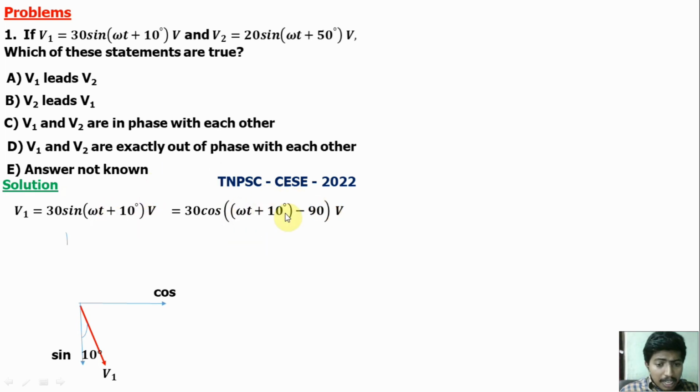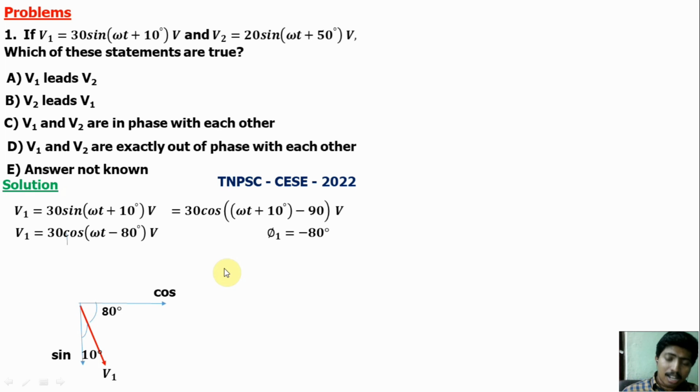Now, simplify these equations. We will get this. Both are same. So here phi 1 is minus 80. So V1 lags by 80 degree from reference. This is 80 degree. Okay, both the representations are same. So you may represent in cos or you may represent in sin.